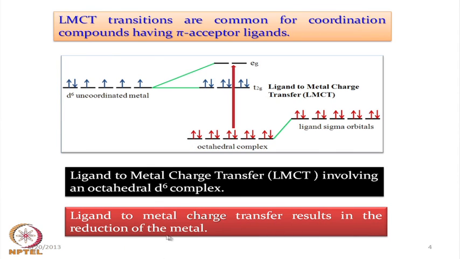So, it is the transfer which basically results in a reduction of the metal center, because some amount of charge is being pushed to the metal ion orbital, that means the partial movement of the charge is going to the metal orbital, that means metal is accepting the electronic charge, that means metal is getting partially reduced.